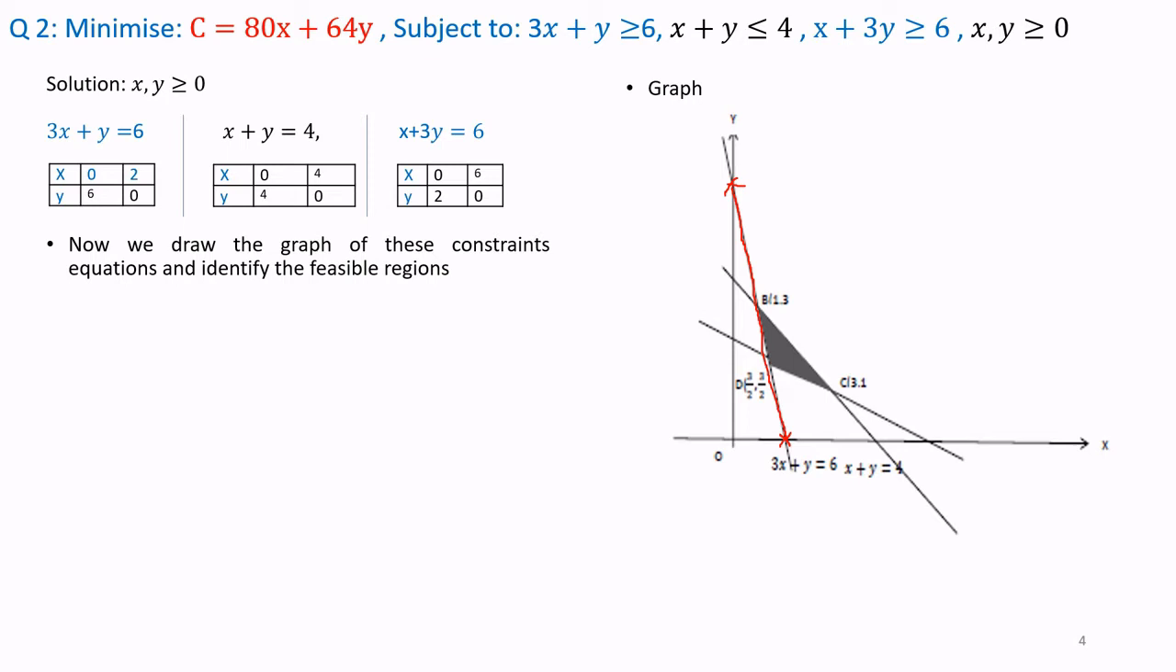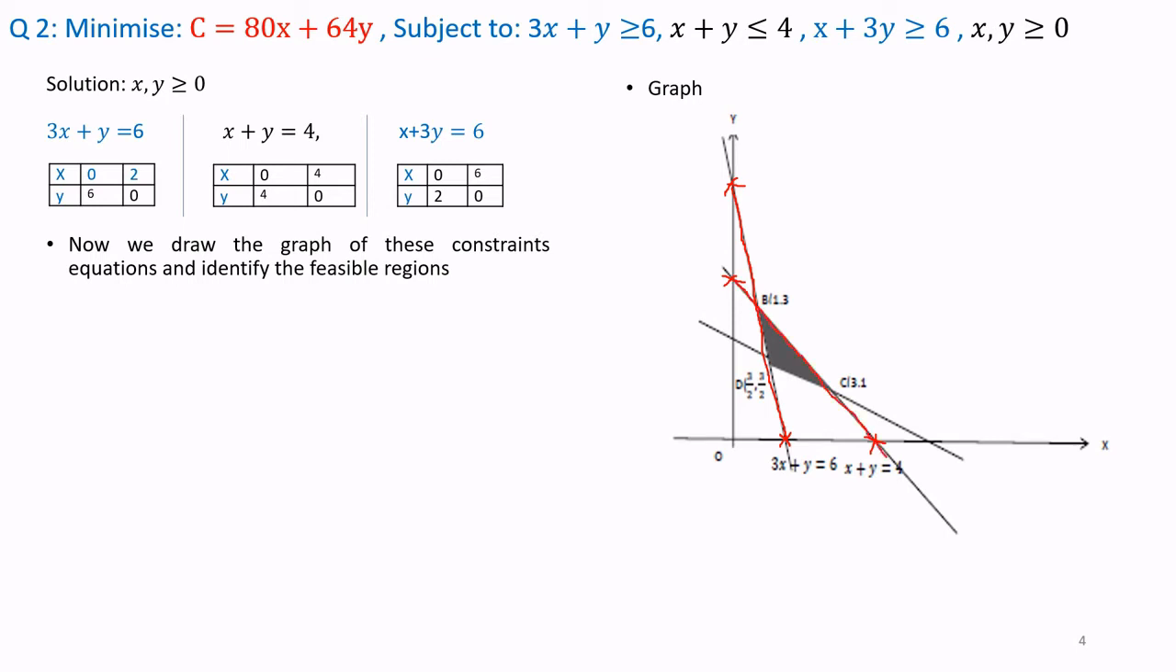Next, we will draw the line x plus y is equal to 4. For this, the first point is (0, 4). X is 0 is here, y is equal to 4 is here. And the next point for this line is (4, 0). X is equal to 4 is here, and y is equal to 0, that is the x-axis. So you can join these points. This is the second line.